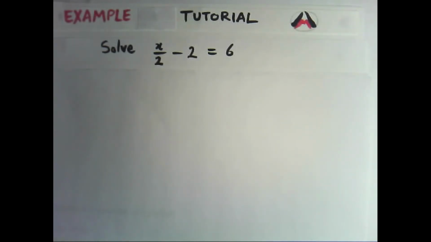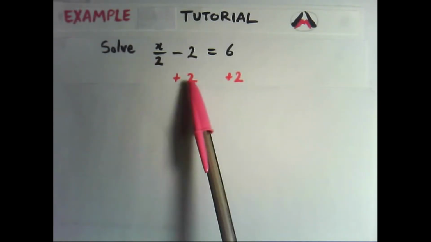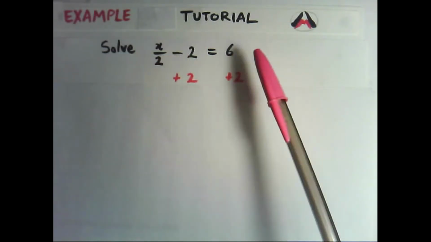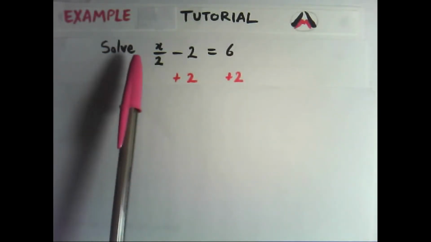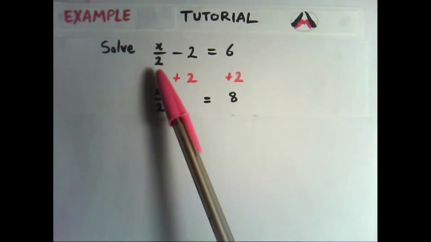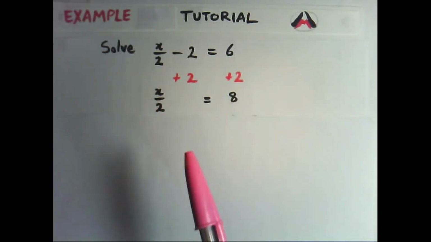So if we try to do that, add 2 to both sides, when we do that, we have a negative 2 and a positive 2, negative 2 plus 2. These two terms become 0. And 6 plus 2, that becomes 8. Nothing's changed to the x over 2 term yet. And so we can see those two parts there have disappeared. So we have x over 2 is equal to 8.